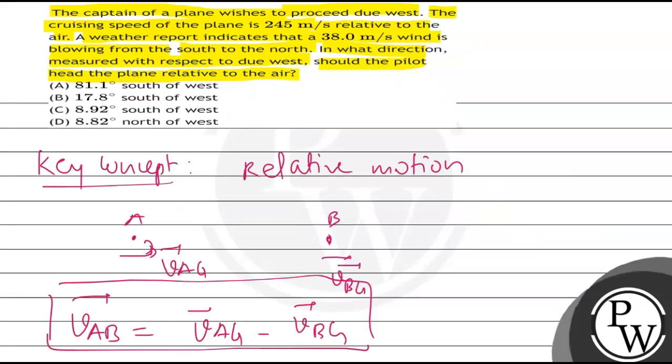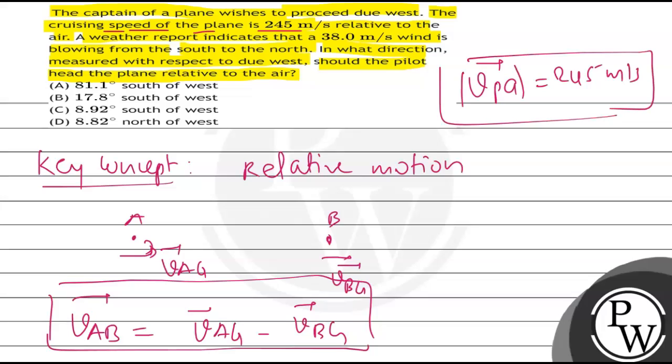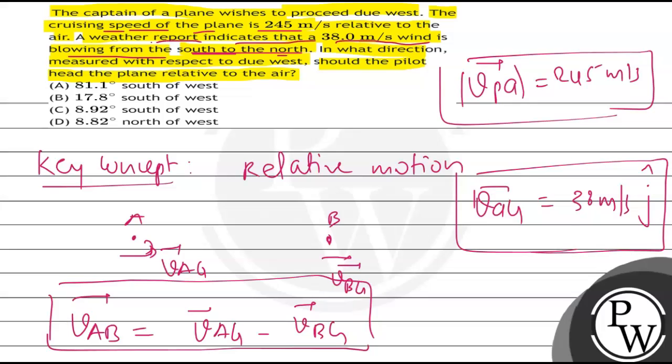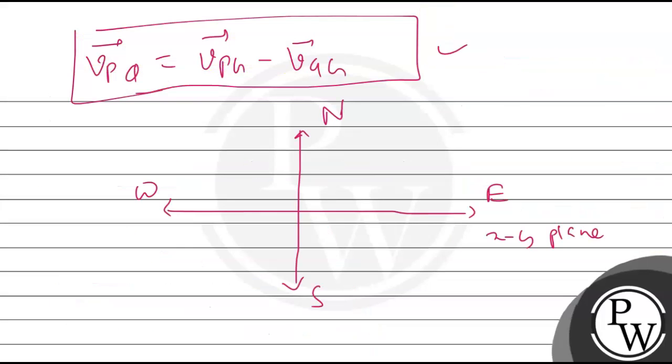In the question we have been given the velocity of plane with respect to the air. Velocity of plane with respect to the air is equal to 245 meter per second. We don't know the direction. The weather report indicates that 38 meter per second wind is blowing from south to the north. So we can write the velocity of air with respect to the ground is equal to 38 meter per second, and the direction is from south to the north, so it can be represented by j cap. Now let us use the formula here.